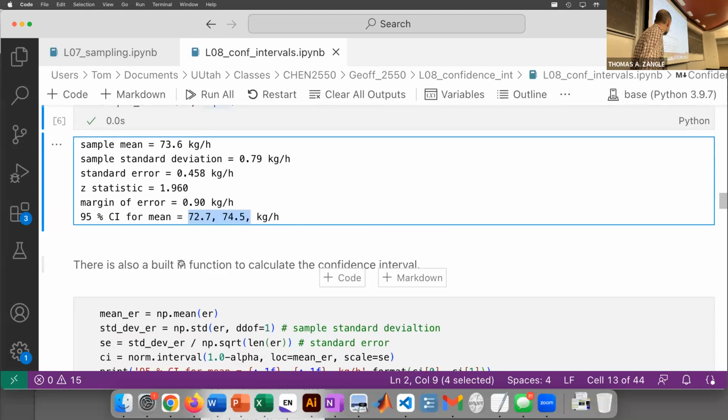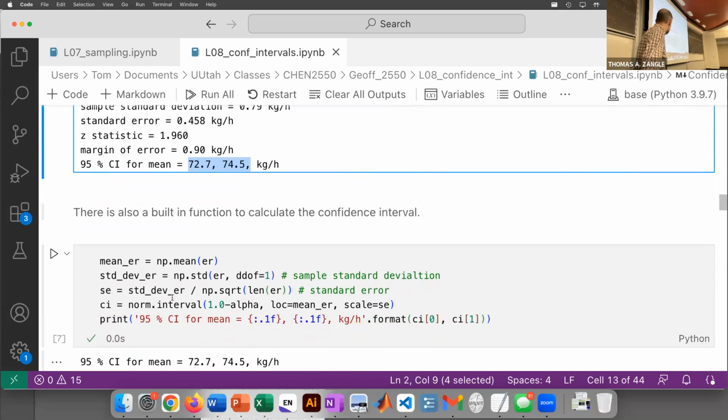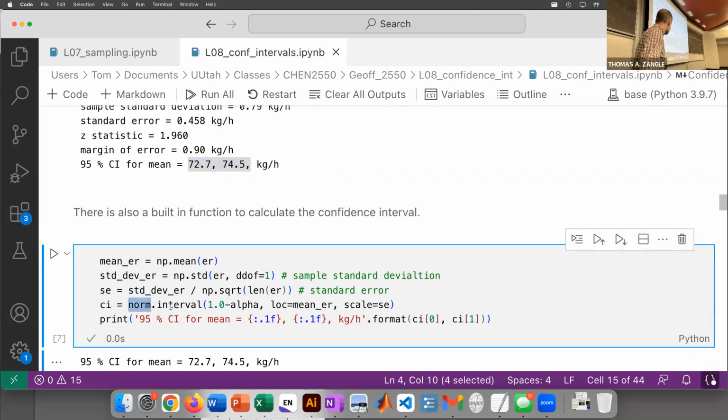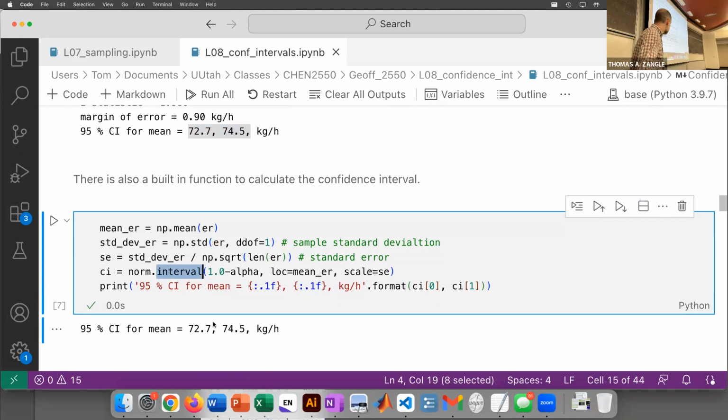There's also a built-in function that can calculate the confidence interval using the z statistic, in this case the norm.interval function. We'll do the same thing. So you can define your own function as was defined above, or we can use this norm.interval as well, and we get the same result.